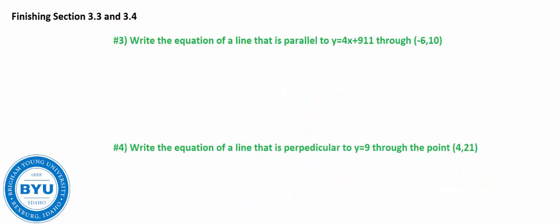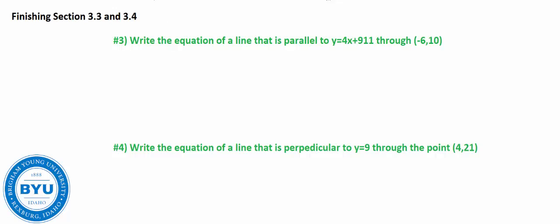Okay, go ahead and pause your video and let's go to the boards. You guys try this one here, this number 3, write the equation of a line that's parallel to y equals 4x plus 9 through the point (-6, 10). And then number 4 is a thinker problem. Let's see if you can get this one. It says write the equation of a line that's perpendicular to y equals 9 through the point (4, 21). When you're ready to check your answers, unpause it and we'll see how you did.